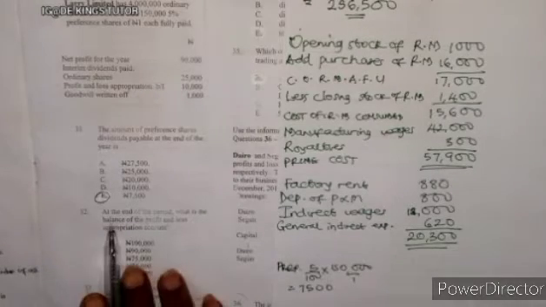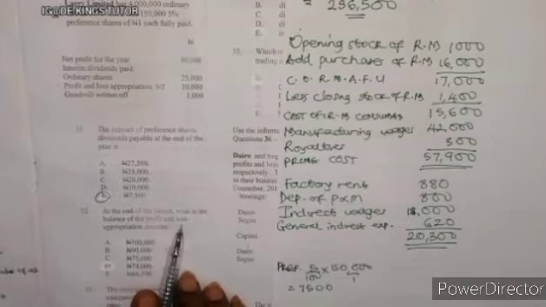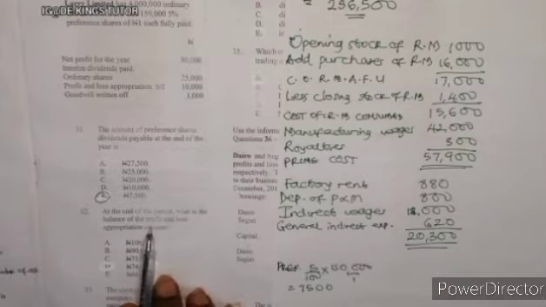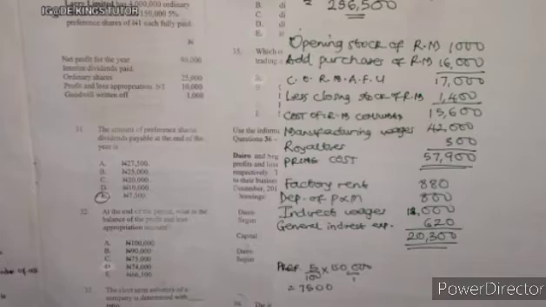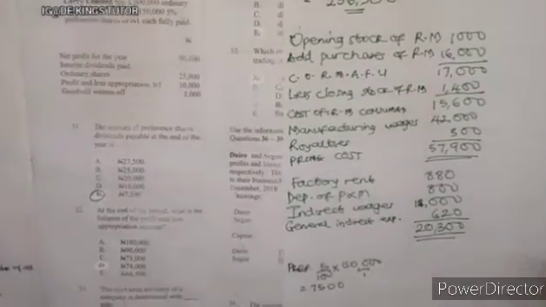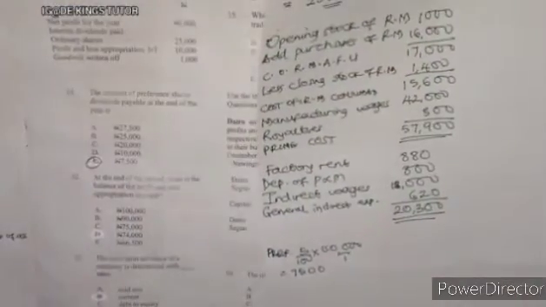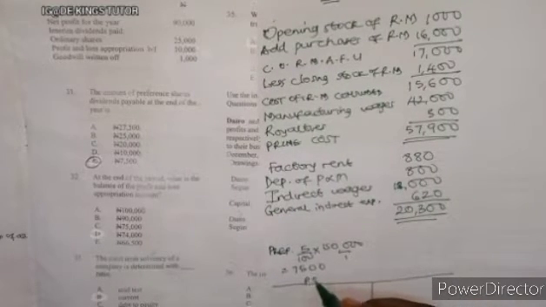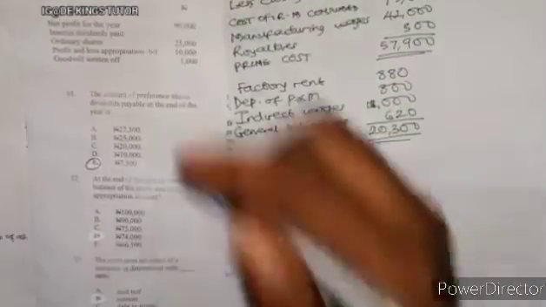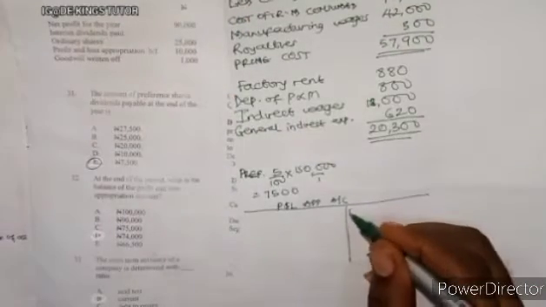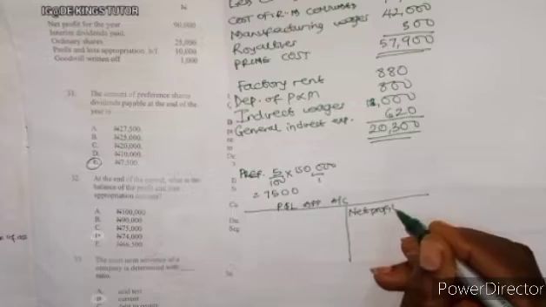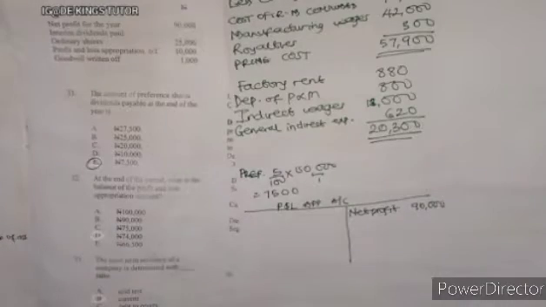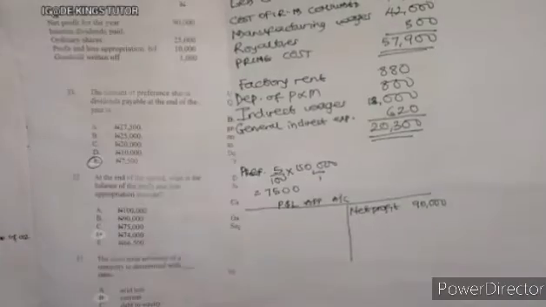That is E. Next, at the end of the period, what is the balance of the profit and loss appropriation account? So in this one, we have to prepare the profit and loss appropriation account. To prepare this, we are going to check net profit. So net profit will have to come to the credit side. Net profit is 90,000.